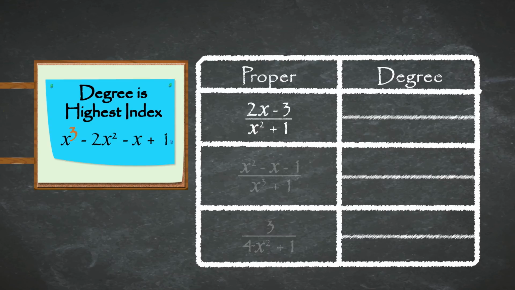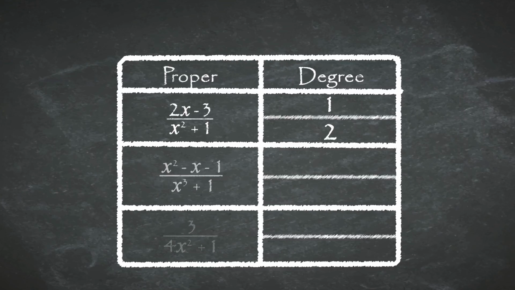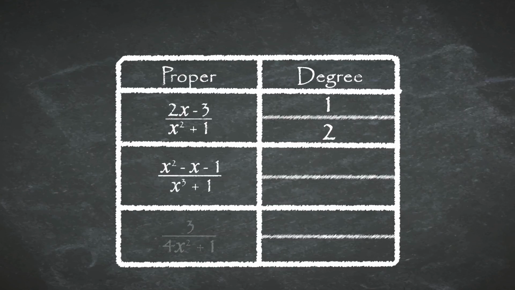Here, the highest index of the numerator is 1, so the numerator has degree 1. The highest index of the denominator is 2, so the denominator has degree 2. For this next fraction, the term in the numerator with the highest power is x squared, so the degree of the numerator is 2. For the denominator, the term with the highest power is x cubed, so the degree of the denominator is 3. What about this fraction?